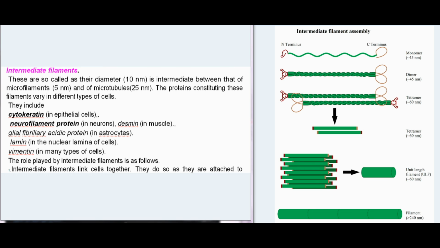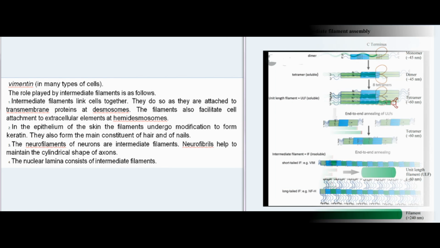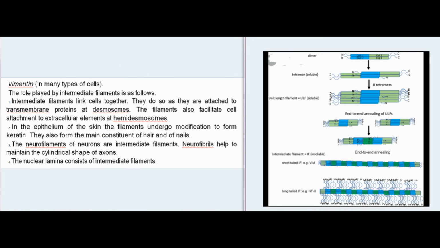They include cytokeratin, in epithelial cells, neurofilament protein, in neurons, desmin, in muscle, glial fibrillary acidic protein, in astrocytes. Lamin, in the nuclear lamina of cells. Vimentin, in many types of cells.